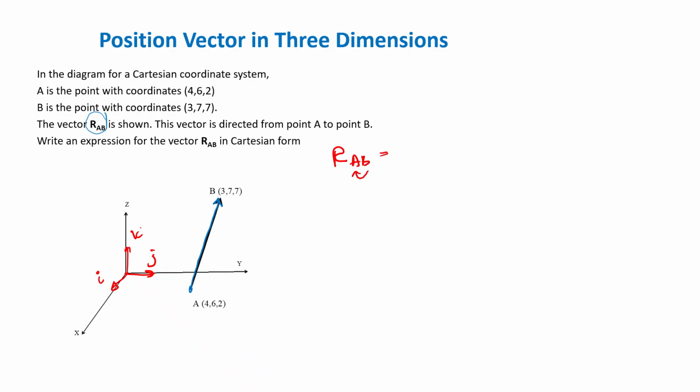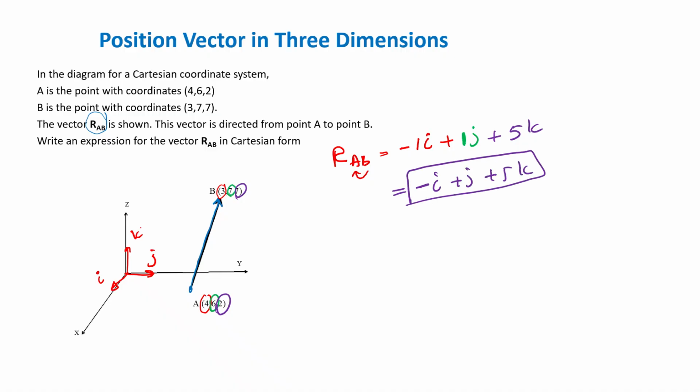So you have 3 minus 4, isn't it? The x component is 3 minus 4, that is negative 1i. Why i? Because it's in the x direction. Then you have plus 7 minus 6, which is 1j. And then plus 7 minus 2, which is 5k. So you can write it as negative i plus j plus 5k. So that's what they are asking you to do. Are we good? This one we call the position vector.